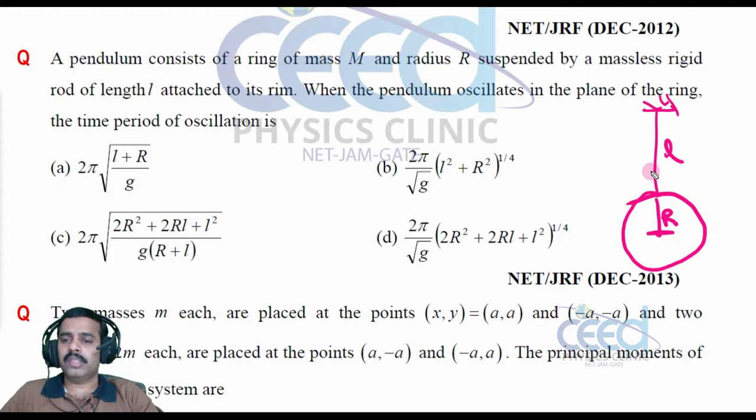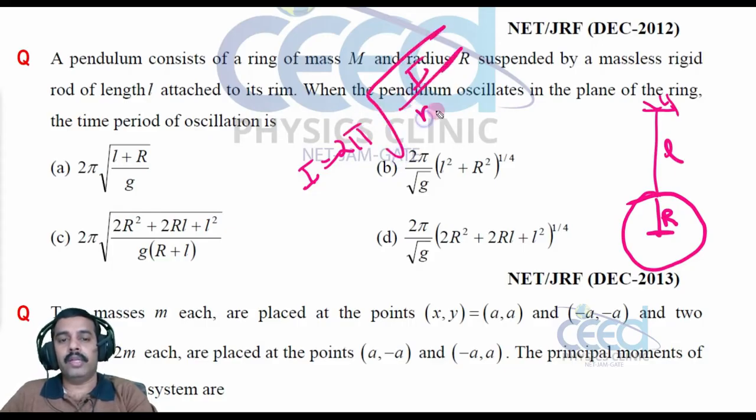Now the time period, it is a compound pendulum. So obviously you can use T is equal to 2 pi root I by m g r, right? So what is the center of mass location? This is fixed at R plus L distance, right? The center of mass, and this small r is equal to the separation between the fixed point and the center of mass position, that is R plus L. And what is the moment of inertia of this system, right? What is the moment of inertia of this system?